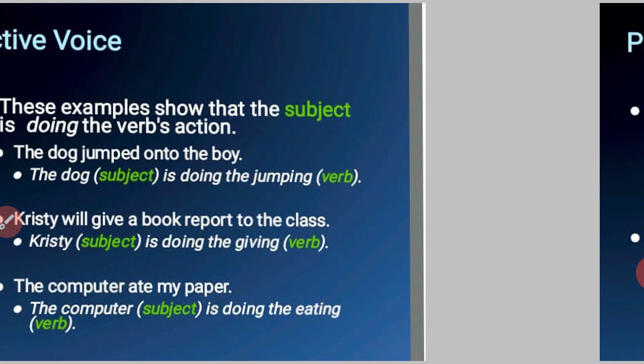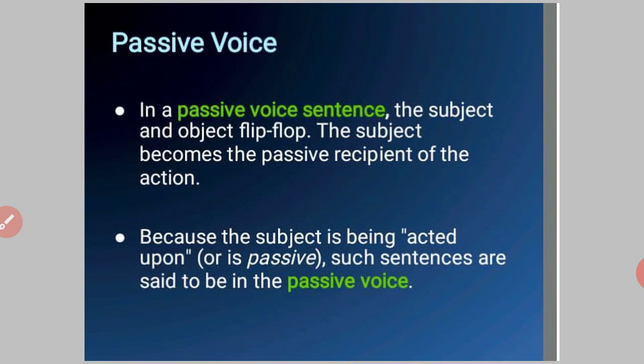Getting done. Passive voice. So second is our passive voice. In a passive voice sentence, the subject and object flip-flop. What does it mean, flip-flop? It means the subject comes into the place of the object and the object comes into the place of the subject. Mostly the sentence starts with the subject. The first word in the sentence is called your subject mostly.